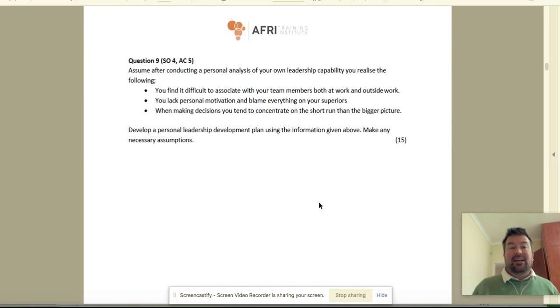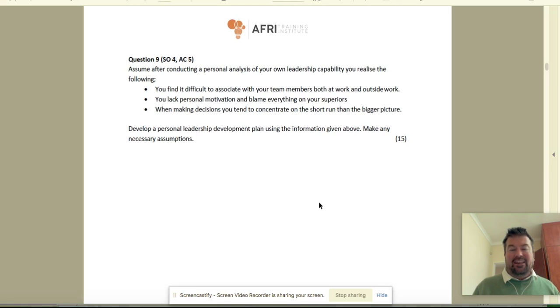Then, if you were to do a personal development analysis of your leadership capability, and then you find the following, tell me how you would put together a leadership development plan. So let's say you do your analysis and you say you find it difficult to associate with your team members, both at work and outside work. So it's you struggling to build a relationship with your team members at work and outside work. So think about that. How would you action it in terms of building relationships?